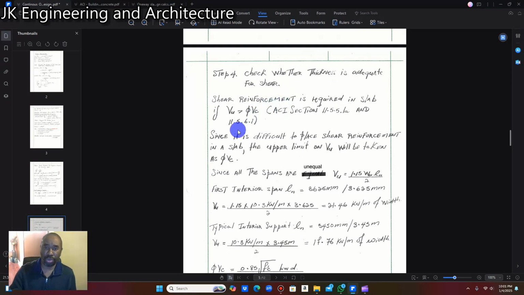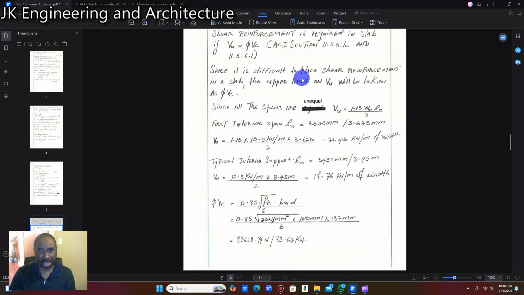Alright, so we're going to use phi VU is greater than phi VC, and we can find this in ACI section 11.5.5.1a and 11.5.6.1. Alright, you can look that up. So since it is difficult to place shear reinforcement in a slab, the upper limit VU will be taken as phi VC, right? And since all the spans are unequal, VU is going to be 1.15 times W times the nominal length divided by 2, right?